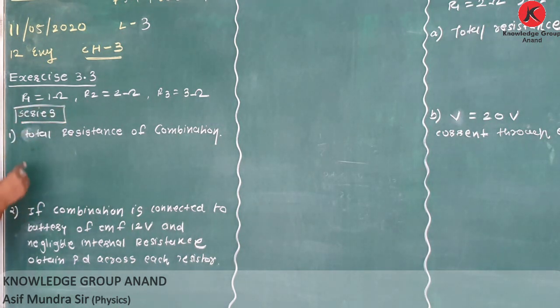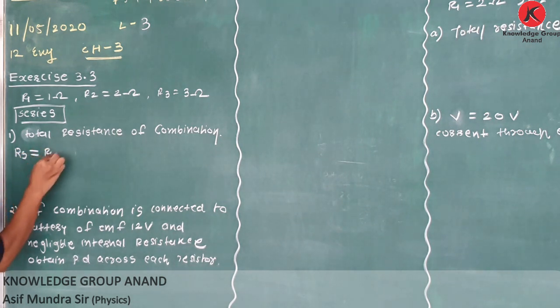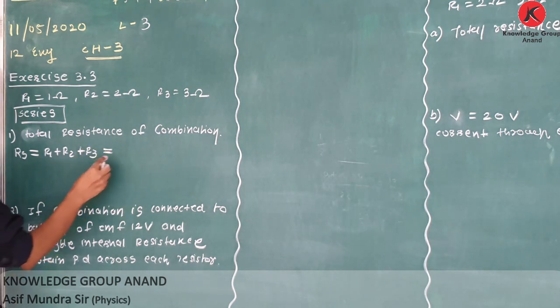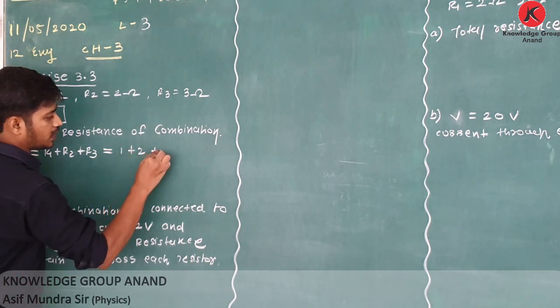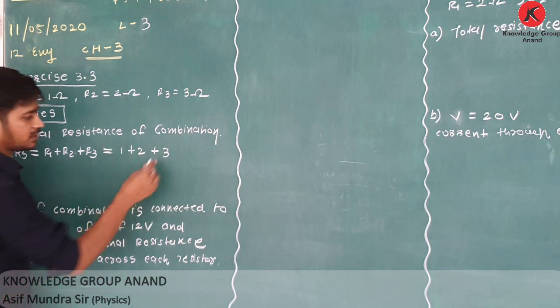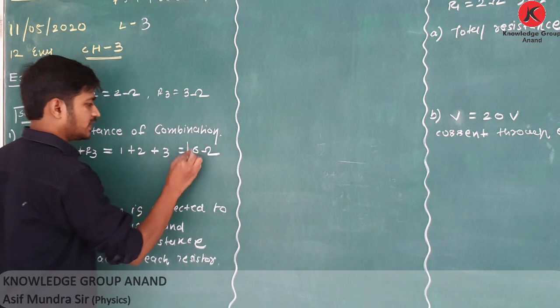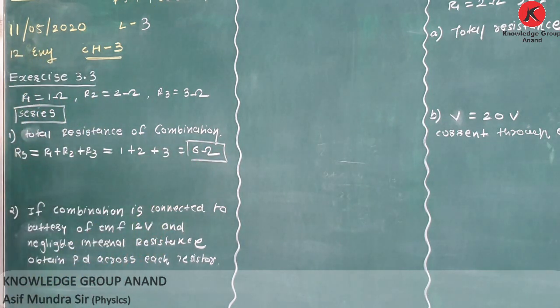If total resistance of combination is Rs, then Rs is equal to R1 plus R2 plus R3, which is equal to 1 plus 2 plus 3. 1 plus 2, 3 plus 3, it is 6 ohm. Simple. First answer is simple, 6 ohm. Total resistance is 6 ohm. Clear about this? Okay. Now, second question.